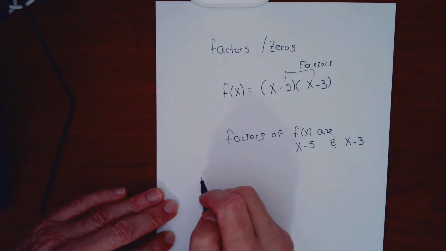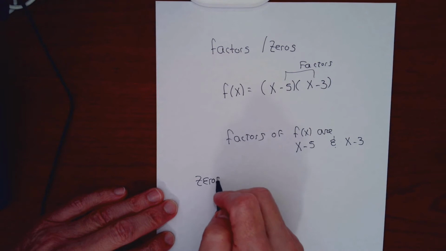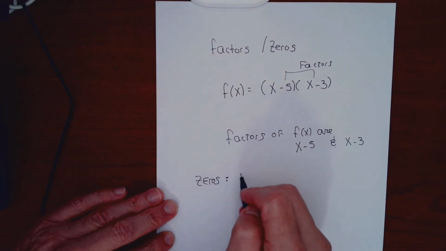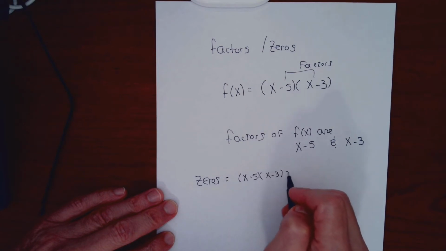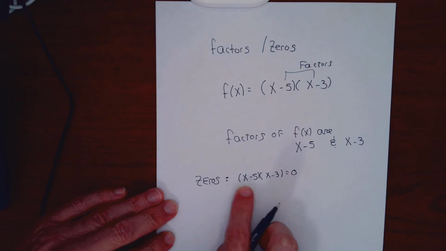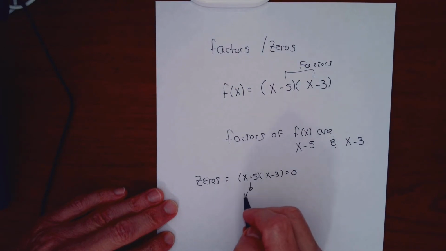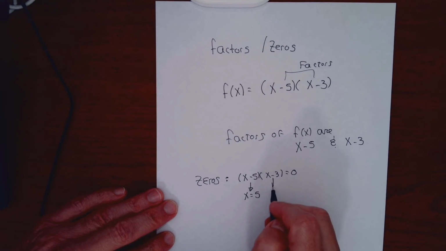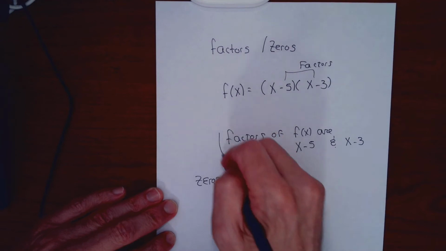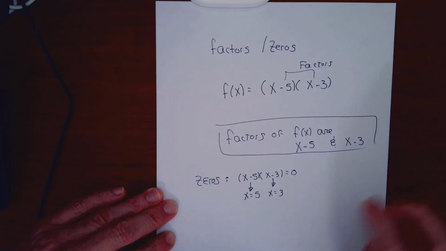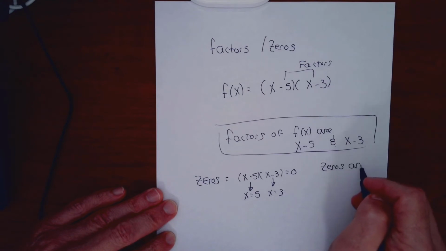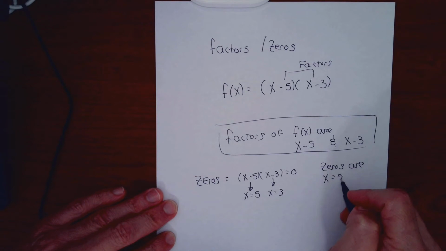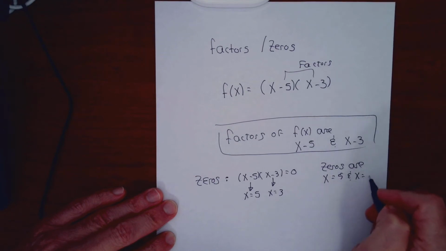The zeros of a polynomial you get by setting the factors equal to 0. It's just like finding the x-coordinate of the x-intercept. Here, if I set this equal to 0, that x minus 5 would give an answer of 5, and this would give an answer of 3. So the factors of my polynomial are x minus 5 and x minus 3. The zeros of my polynomial are x equal to 5 and x equal to 3.